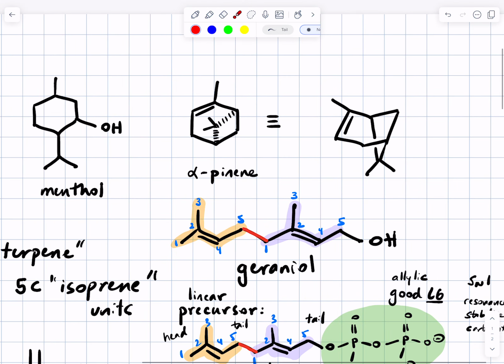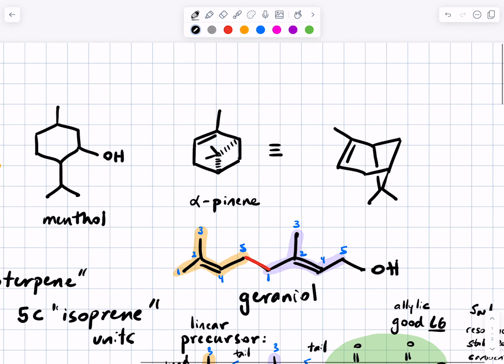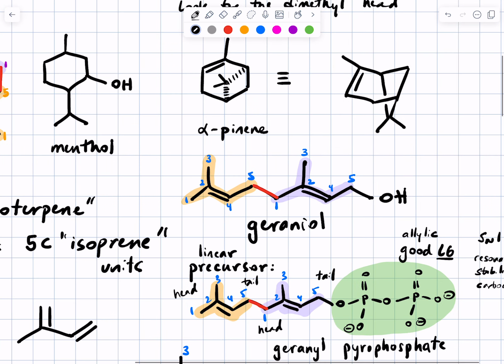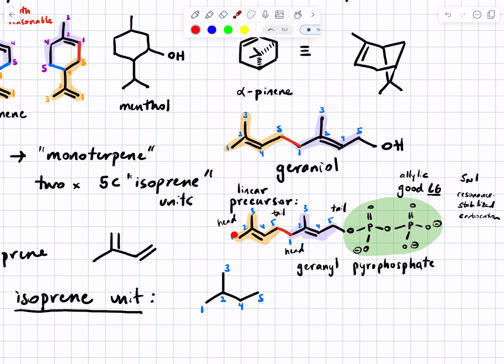One other hint that I'm going to tell you when looking at terpenes is look for the dimethyl head group. I told you that terpenes come from linear precursors that have heads and tails. The carbons 1, 2, and 3, this sort of dimethyl head group, that's always the beginning of the linear terpene. Sometimes you can find that dimethyl head group in your terpene product, and that gets you quite a ways towards understanding where the isoprene units are.